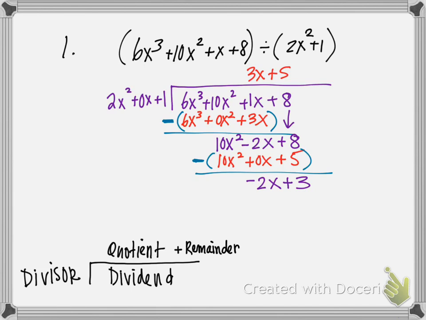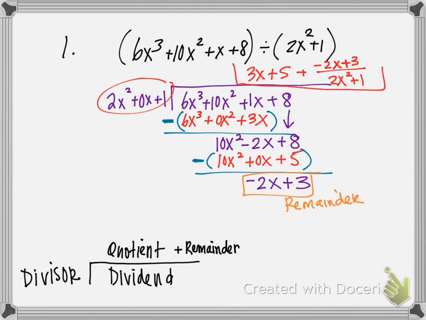So if I look at what's left over, this first term here and this term here, 2x squared times what would get me negative 2x? If I notice that this degree here is higher than this one, then I know that this is my remainder. So to write my final answer, I have 3x plus 5 plus my remainder, which is negative 2x plus 3 all over the divisor, which is 2x squared plus 1. So this would be my final answer.